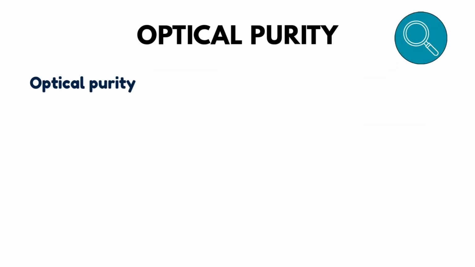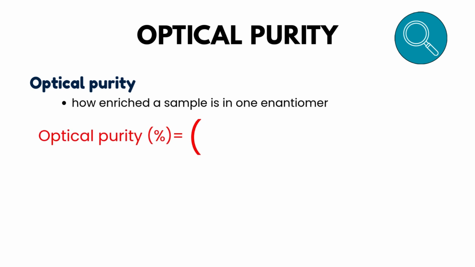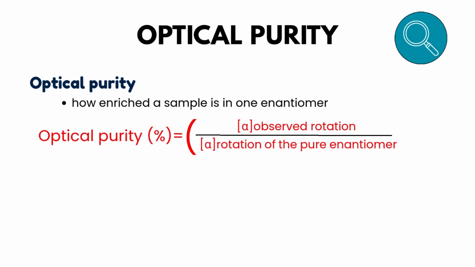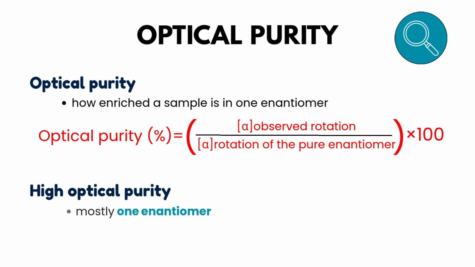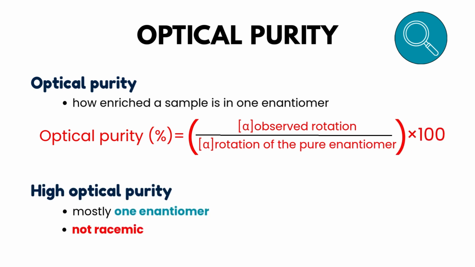Optical purity. Optical purity tells you how enriched a sample is in one enantiomer. It's calculated by comparing the observed rotation to the rotation of the pure enantiomer. High optical purity means the sample is mostly one enantiomer, not racemic.